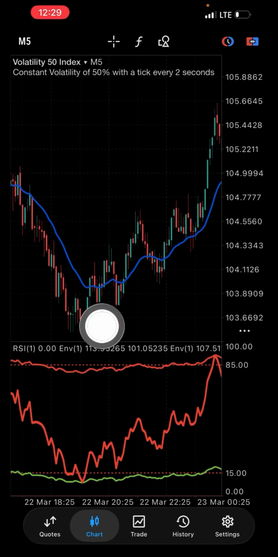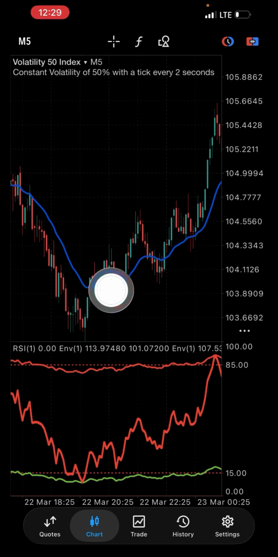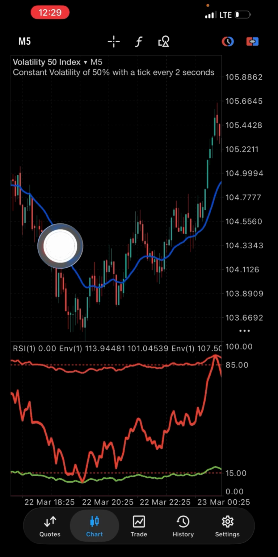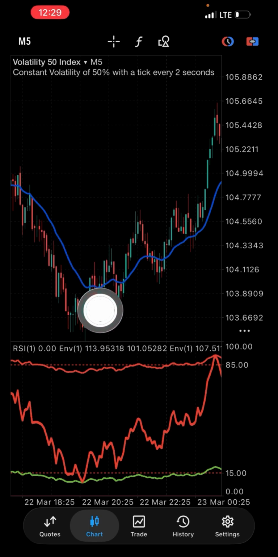All right, so if price can break above it, come back for retest, then it means that the trend has changed from a downtrend and is heading towards an uptrend. All right, so that's what you want to be doing. You wait for price to break above the blue moving average here on the main chart. All right, now this is the method you are going to use.